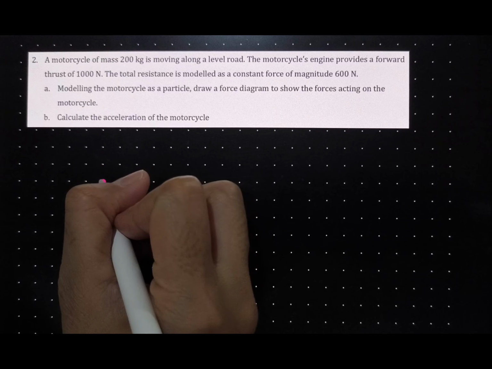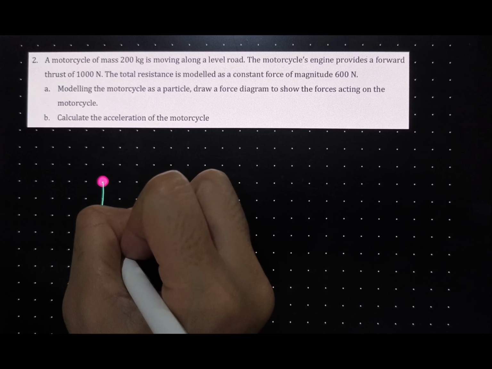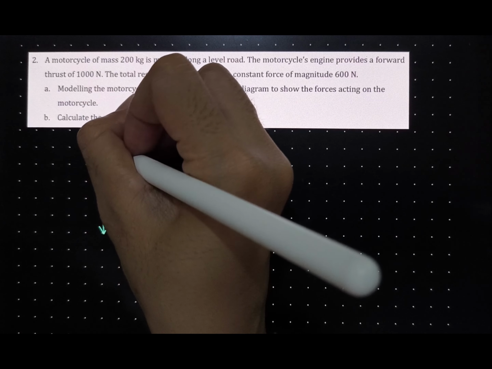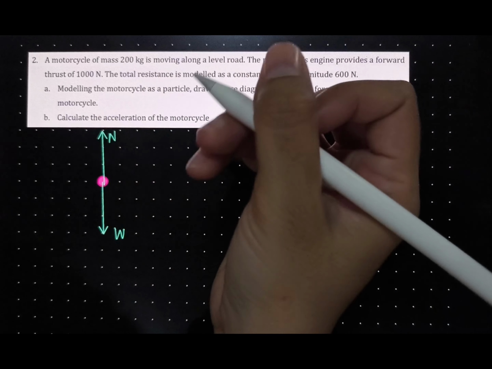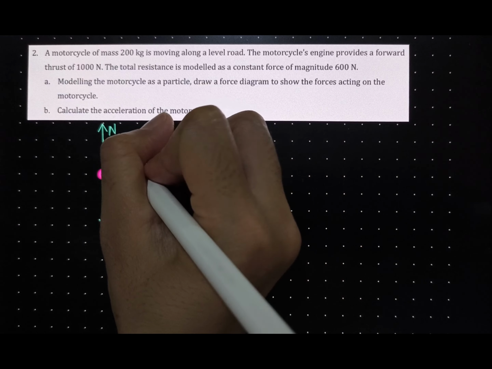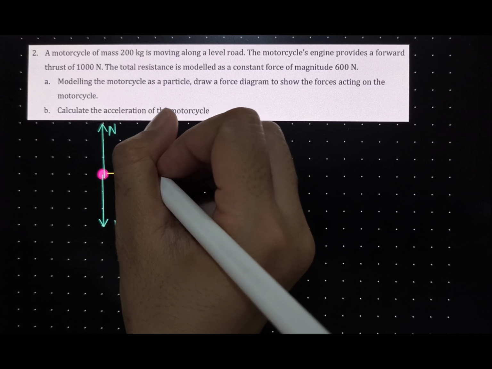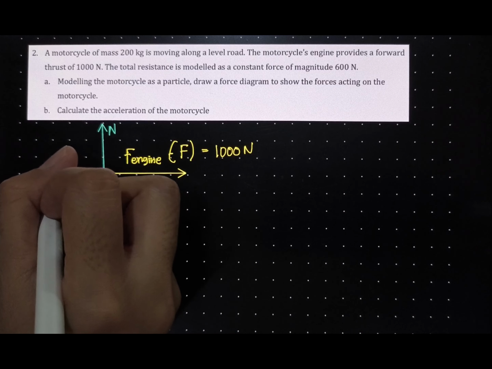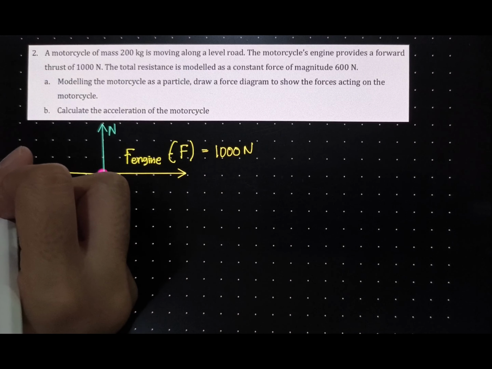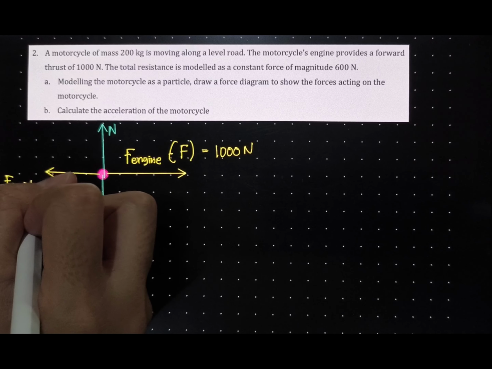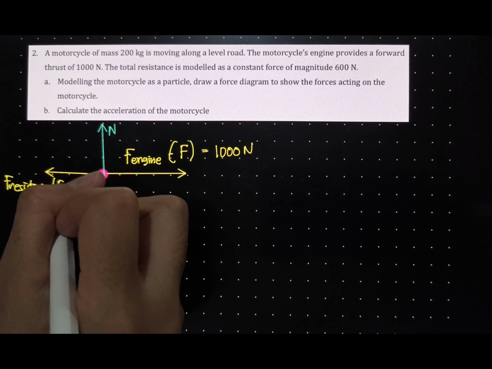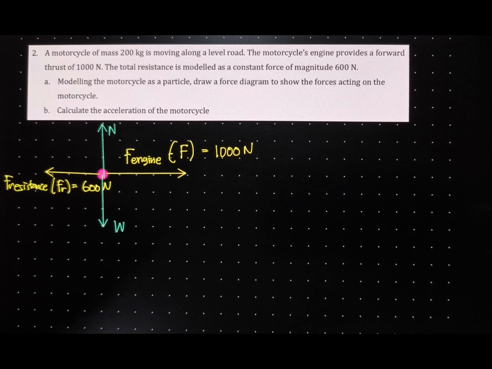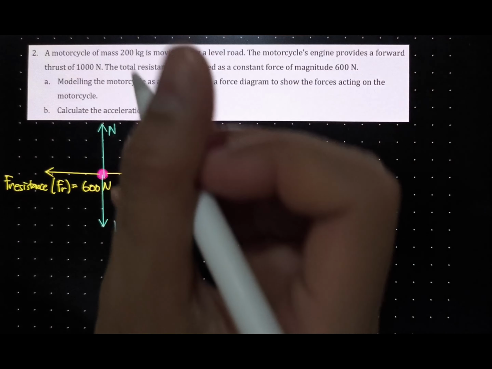Question 2, Part A. In Part A, we need to draw a force diagram showing the forces acting on the motorcycle. As we know from the question, the motorcycle has a mass of 200 kilograms and is moving along a straight path. The motor has a driving force of 1000 Newtons and there is a friction force acting on it which is 600 Newtons. You should remember that friction force always acts in the opposite direction of an object's motion. So when the object moves forward, the friction force acts backward.